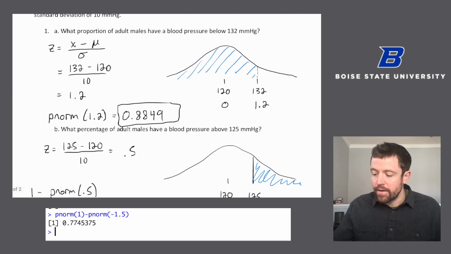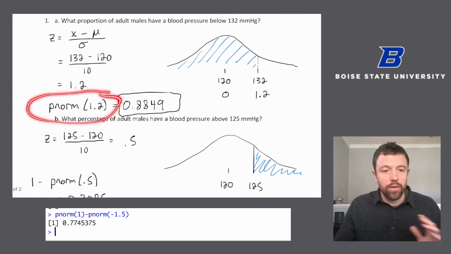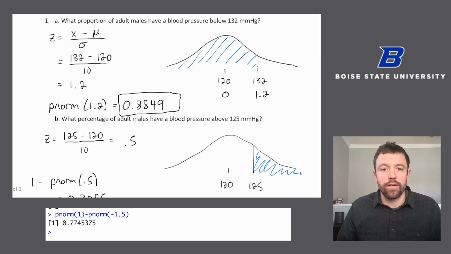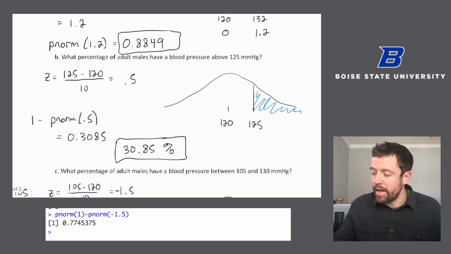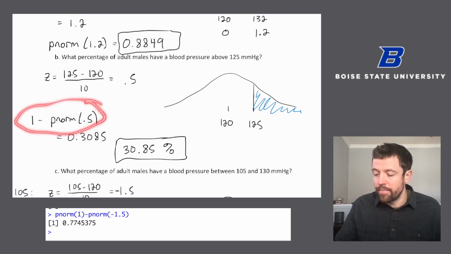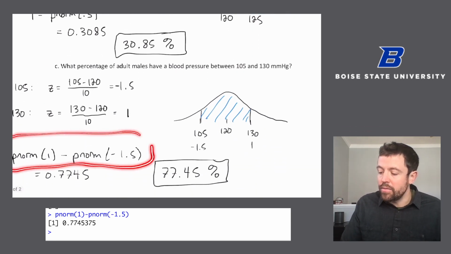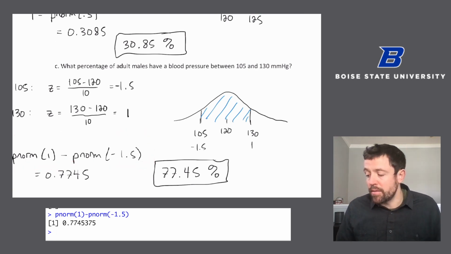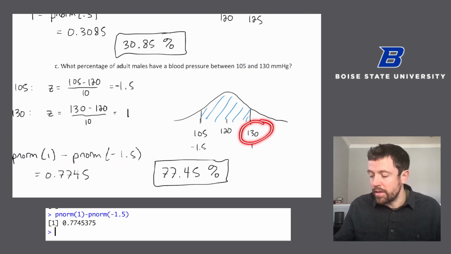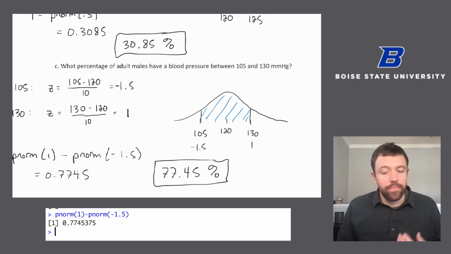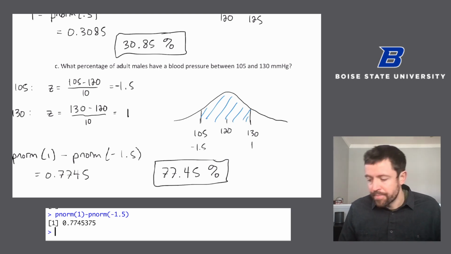If what we want is an area to the left, it's a straightforward p norm that tells us the area to the left. If we want area to the right, we have to do 1 minus p norm. And if we want area in between, we have to subtract the two p norms, and we have to do it in the proper order. We start with the larger one and subtract the small. If we did it in the wrong order, we'd get a negative number, which wouldn't make sense. So hopefully we'd realize, hey, we did something wrong.